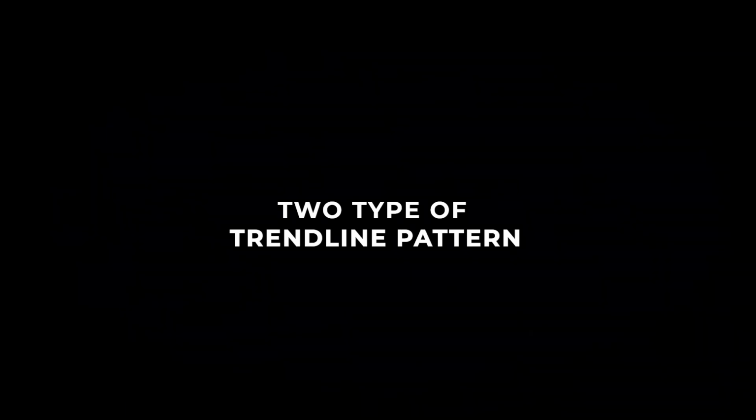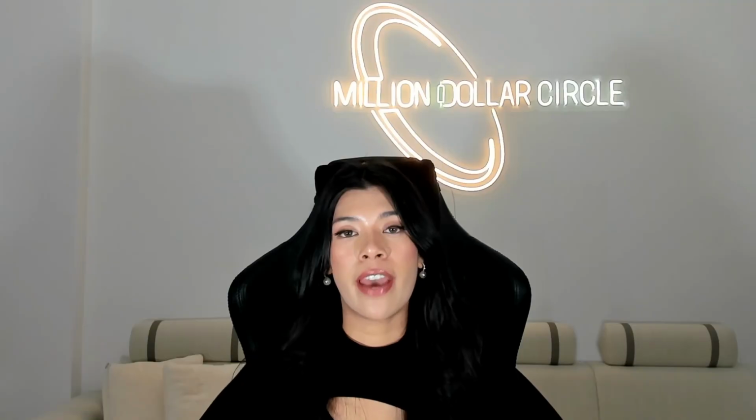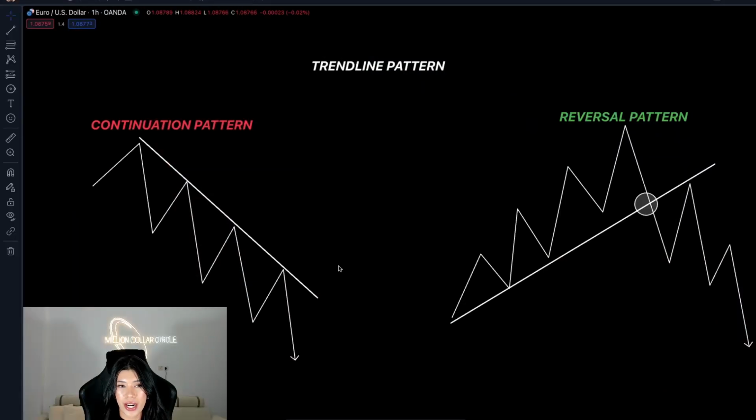Okay. Now let's take a look at the two types of trendline patterns. First one would be a continuation pattern, and the second one would be a reversal pattern. For the continuation pattern, you can see here that price respects our trendline and did not break through our trendline. Okay, and for the reversal pattern, you can see here that price did not respect our trendline and broke through, made a breakout here, pulled back and continued to reverse to the downside from bullish to bearish.